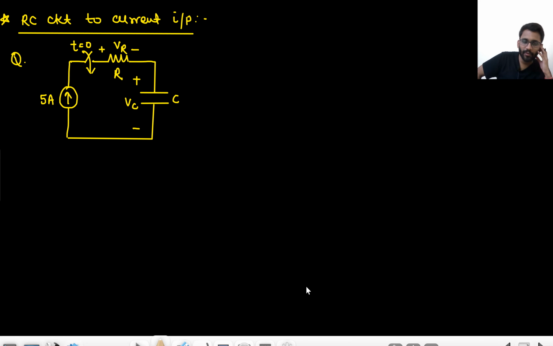Hello everyone. So now we will study the RC circuit with the current input. Previously we were applying a voltage source. Now we will apply the current. So this is the circuit. The switch is closed at t equals 0. So how can you make the circuit?